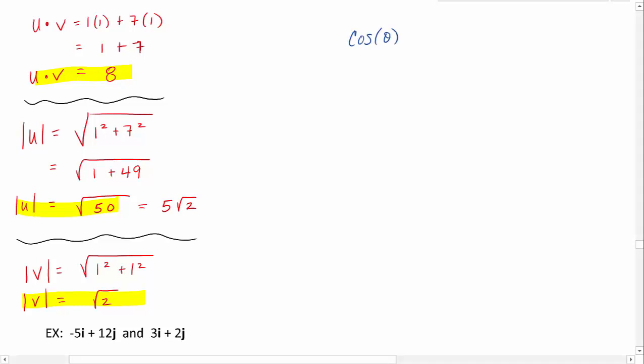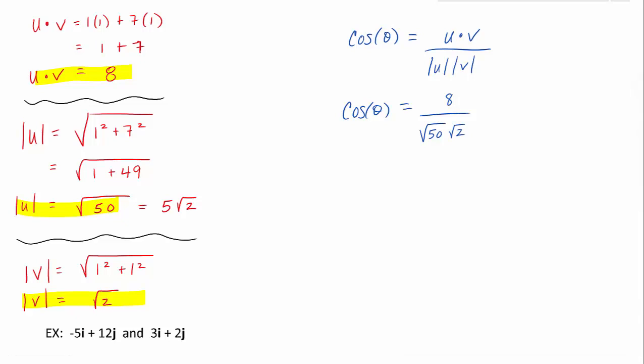Cosine of theta is equal to u dot v divided by the magnitude of u times the magnitude of v. So up top we'll have 8. And on the bottom, we'll have the square root of 50 times the square root of 2. And you'll notice, yeah, I could plug it in my calculator now and do theta equals cosine inverse of this fraction. But personally, I'd just take a second to clean up this fraction just so it was easier for me to plug into my calculator.